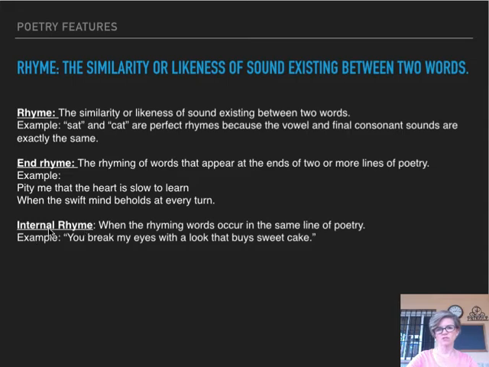And internal rhyme simply means that you actually have rhyming words that occur within the line, okay? Internally, not just at the end, but within the line. And here, the rhyming words are eyes and buys. You break my eyes with a look that buys sweet cake, okay? And sometimes you'll also find internal rhyme where there's a rhyming word approximately halfway through the line that rhymes with the end, okay? That makes it almost sound like there's two lines within the single line of poetry. Plenty of examples of that out there. All right.